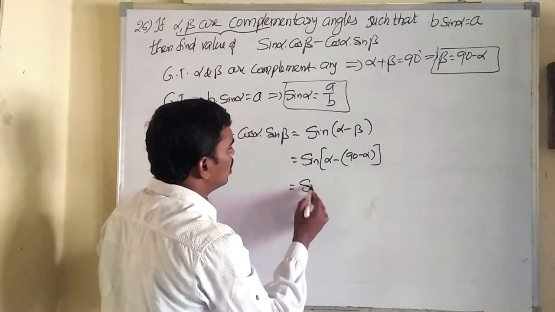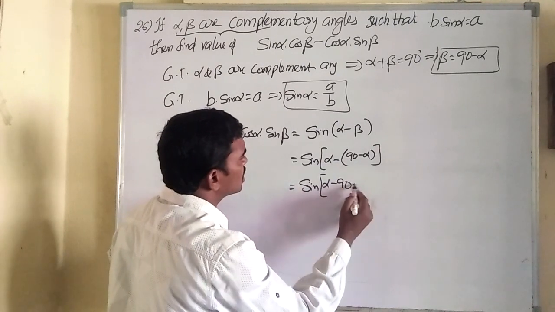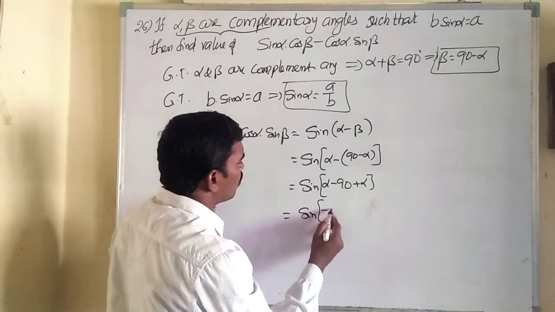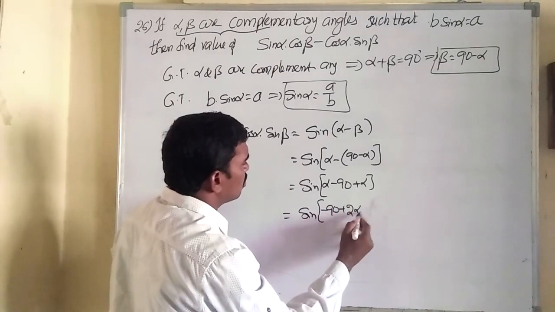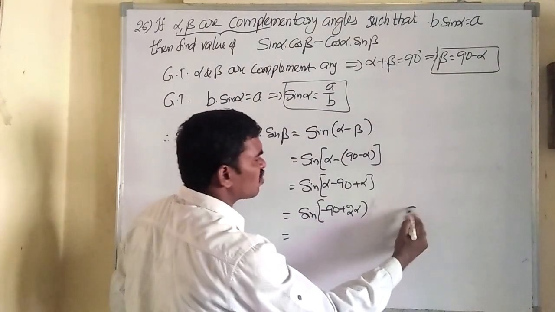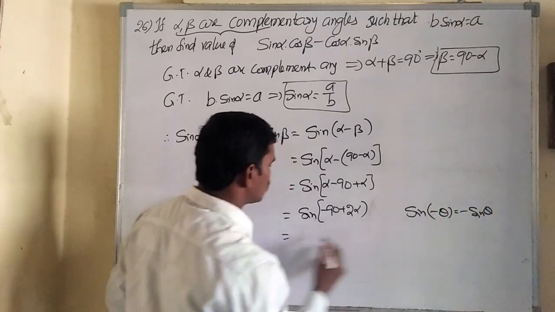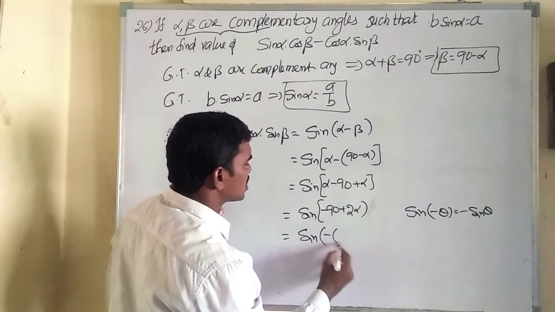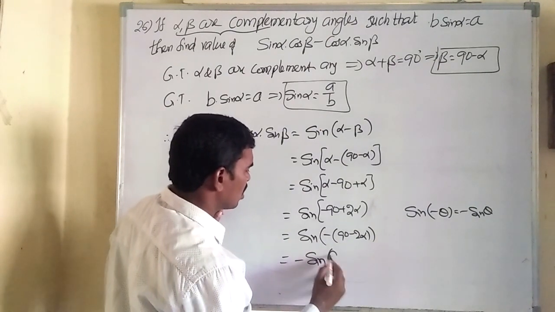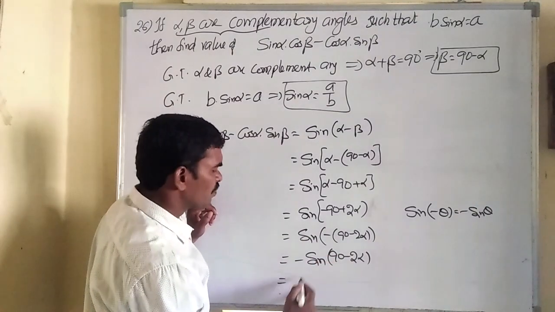So, which is equal to sin of alpha minus 90 minus into minus plus alpha. So, which is equal to sin of minus 90 plus 2 alpha. So, take out minus common. So, sin of minus theta becomes what? Sin of minus theta becomes minus sin theta. So, sin of 90 minus 2 alpha becomes minus sin of 90 minus 2 alpha. So, minus sin of 90 minus means minus as it is.